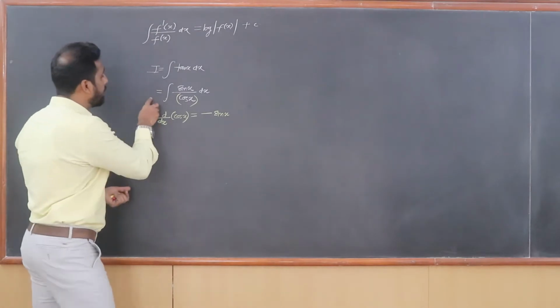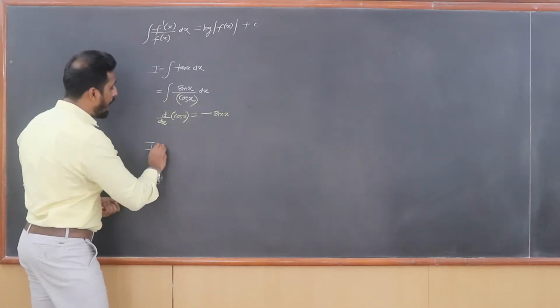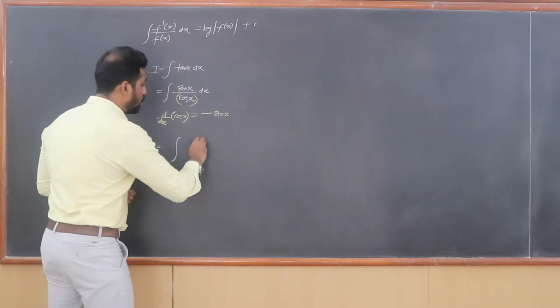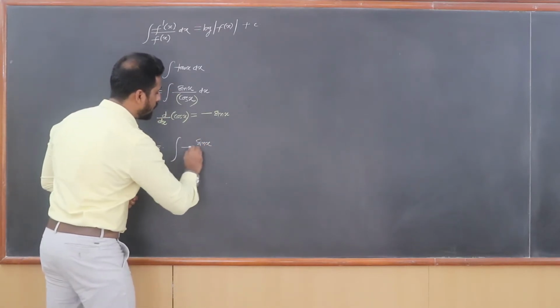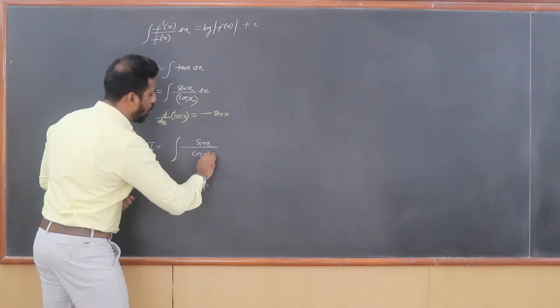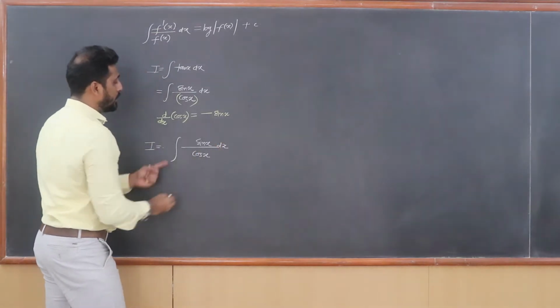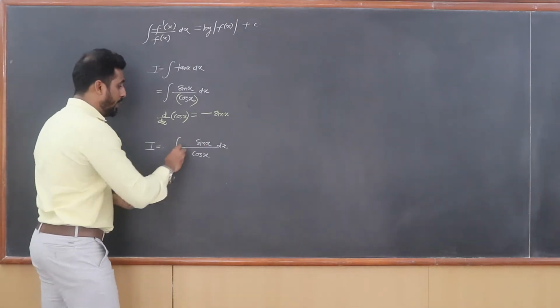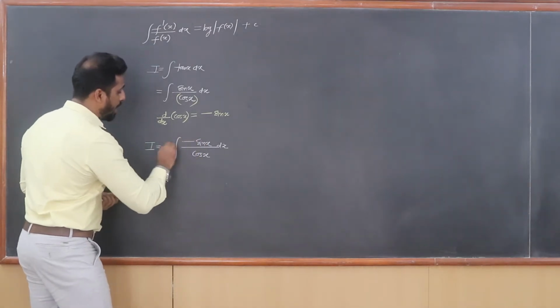So my job is to get that negative sign. I'm going to rewrite I as sin x upon cos x dx. Since the derivative of cos x is minus sin x, I'm going to bring a minus sign here and a minus sign outside.